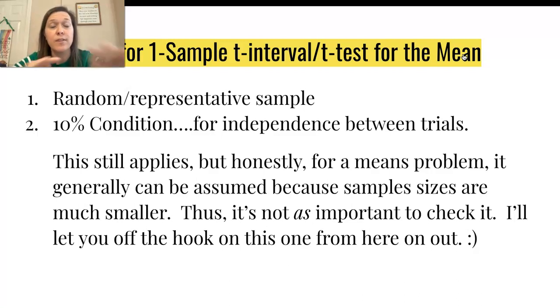So I'll let you off the hook if you leave it out, but when in doubt, put it in there, I guess. So just stick to our normals, random 10%, random 10%. Just stick to the process and keep it consistent is what I would do.